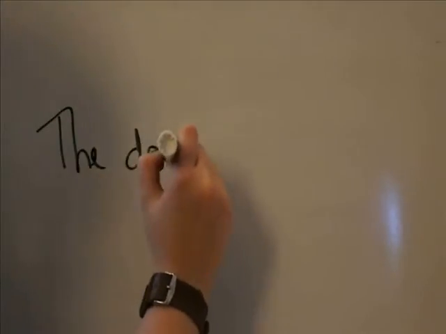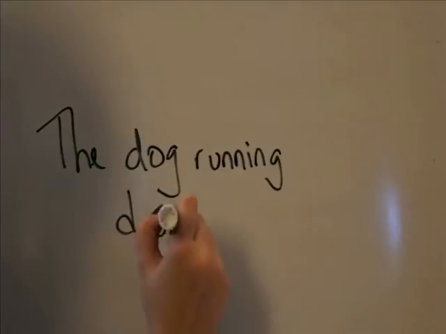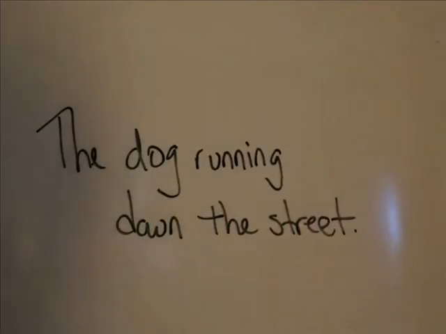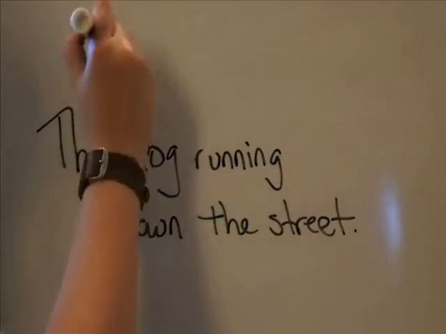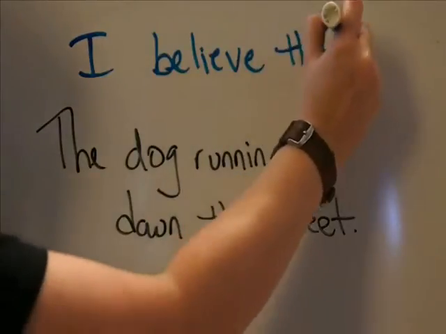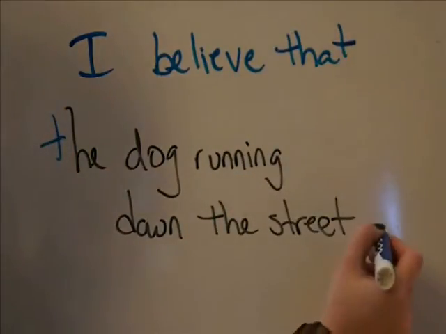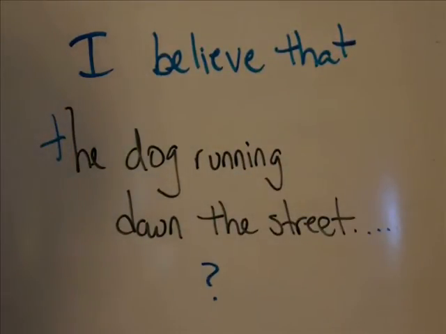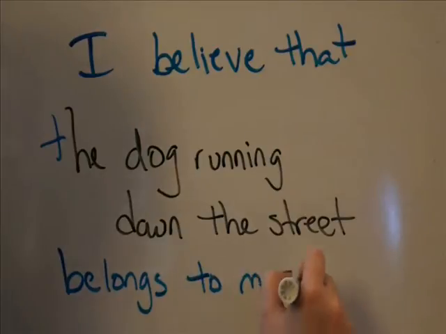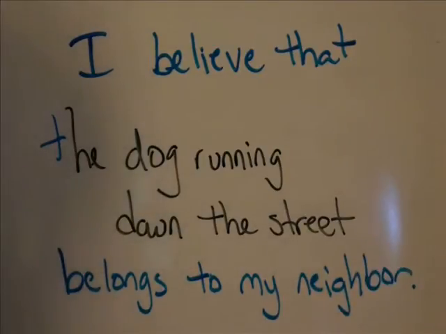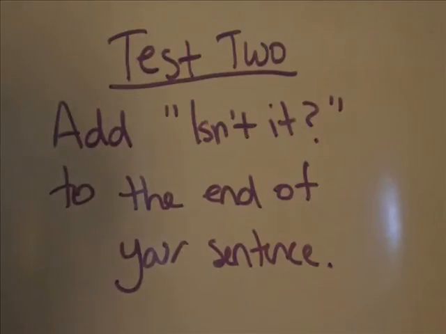Okay, let's try that with another sentence, like the dog running down the street. If I add my I believe that here, it's going to give me a problem. For instance, I believe that the dog running down the street. What about the dog running down the street? It kind of leaves me hanging. I don't know what I'm supposed to believe about that dog. I need to add more words. For instance, I believe that the dog running down the street belongs to my neighbor. There we go.